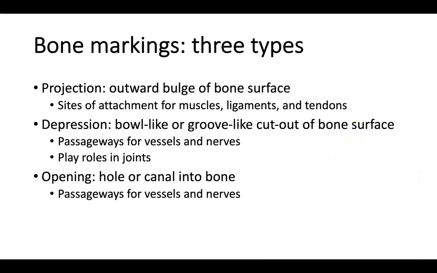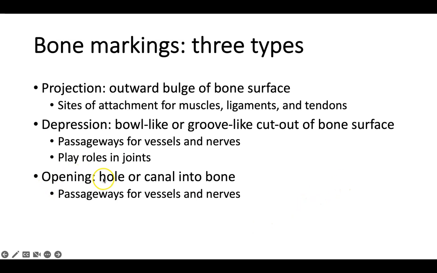All right, so now that we've looked at some of these gross parts, let's think about some markings. So bone markings include three different types. We have projections, and projections are going to be outward bulges of the bone surface, and often these serve as sites of attachment for things like muscles, ligaments, and tendons. There can also be depressions. These are going to be groove-like cutouts of the bone surface, and those are often passageways, so things like vessels and nerves, but they can also play a role in a joint. So for instance, a large enough depression, one bone could fit into that depression of another.